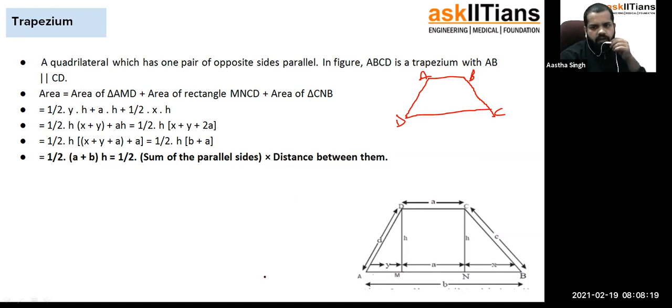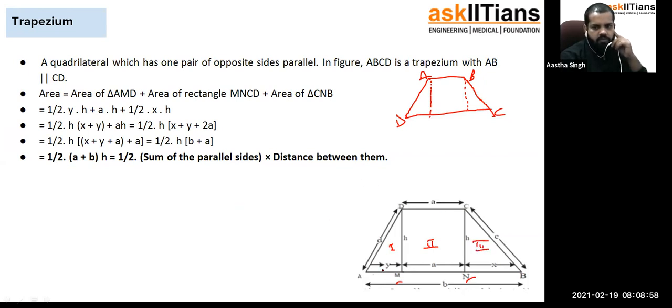If I draw perpendiculars from here, then the area of your trapezium is divided into three parts: two triangles and one rectangle. So the area will be equal to the area of triangle AMD, plus the area of rectangle MNCD, plus the area of triangle CNB. If you add all these three parts, you will get the area of a trapezium, right?